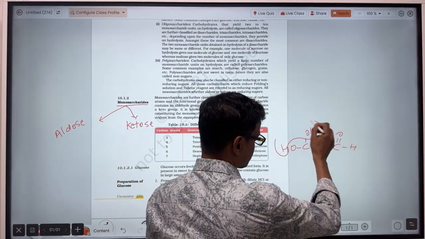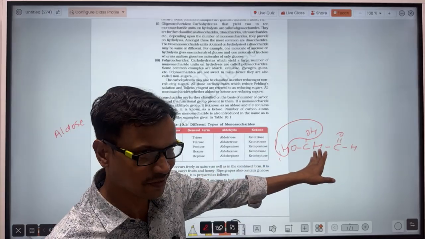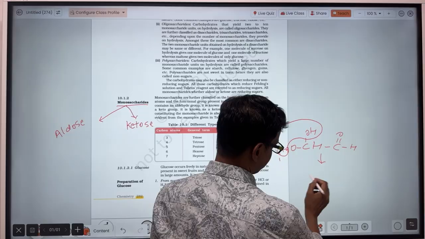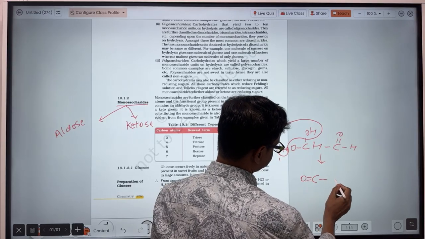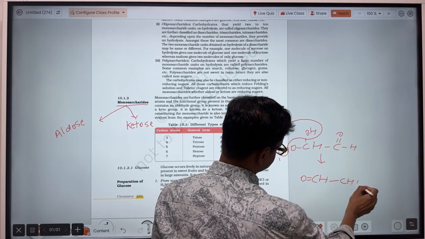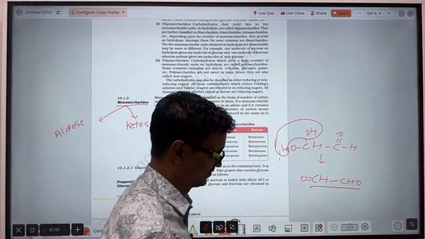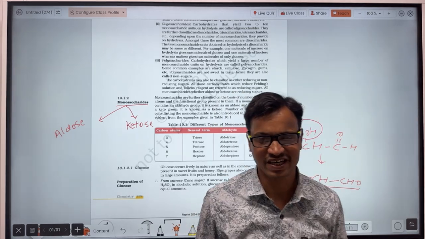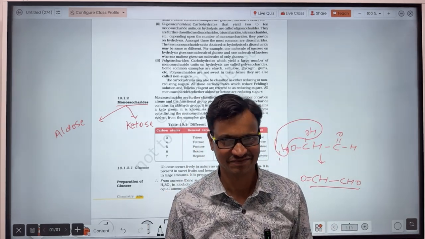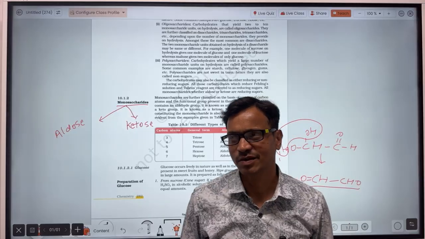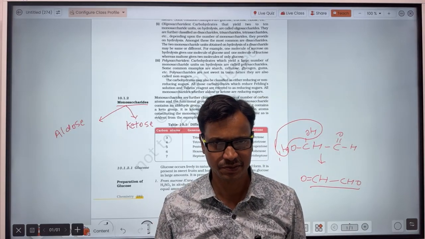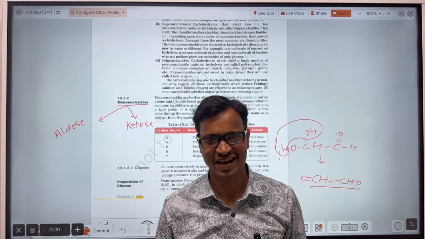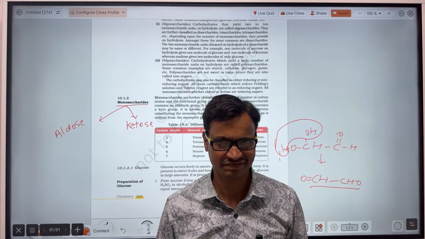Why? Because when two OH groups are attached to the same carbon atom, that compound is unstable. So the hydrogen of this one and this OH will combine together, and that will again become a CHO, meaning 2 CHO attached there. So that is not a carbohydrate. To be a carbohydrate, the minimum number of carbon atoms is 3. That is why the monosaccharide is further classified into triose, tetrose, pentose, hexose, heptose and so on.